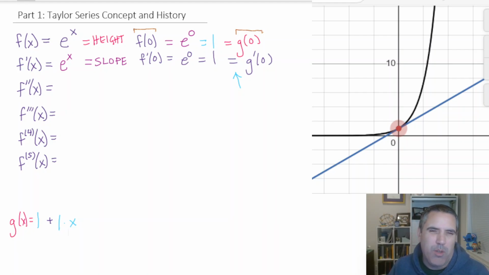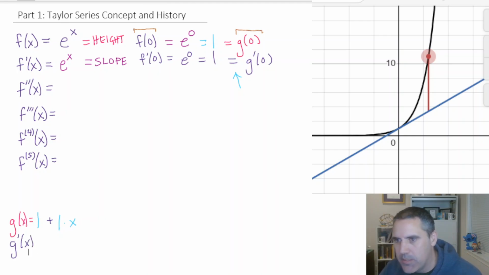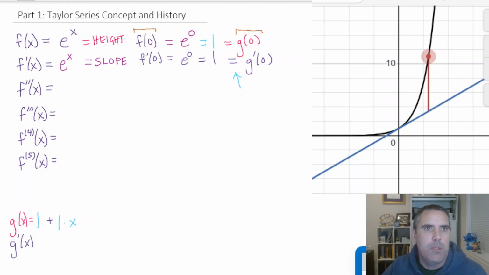We say it's an approximation of the graph if you're near 0. You can see that they're kind of close together. If you get further away, we say there's an error between them. And the error gets worse the further you go. That red line is the error. It's the difference between them. But while we're doing this, let's compute the derivative. So what is g prime of x? Make sure you can see that here. I'm going to zoom out just a little bit. Apologies.